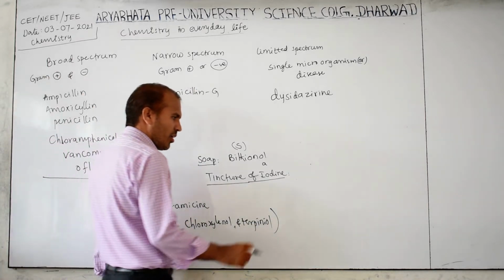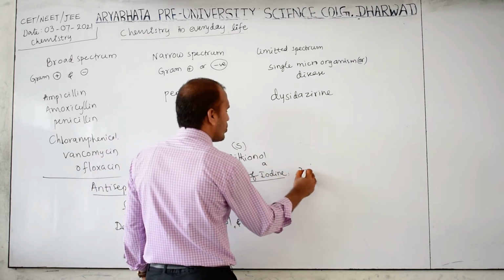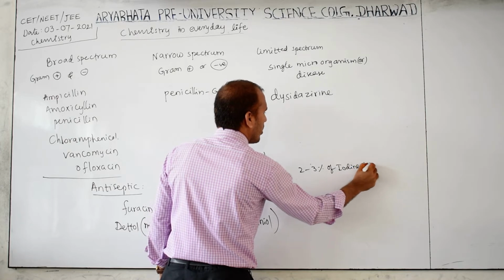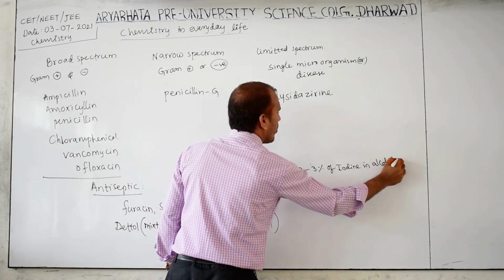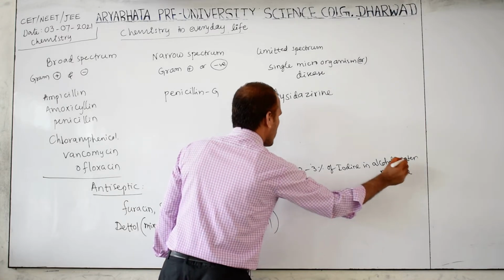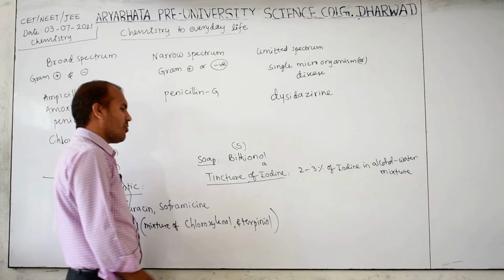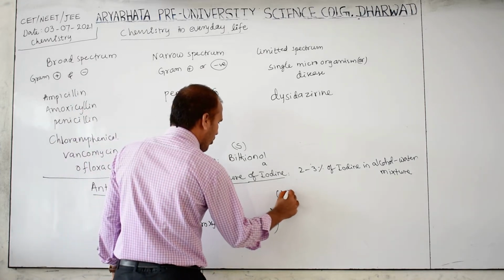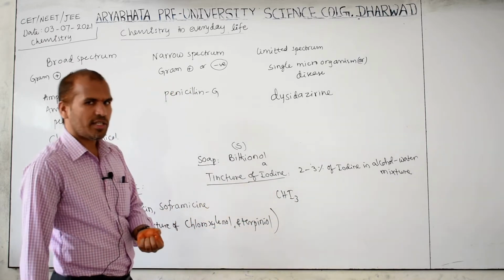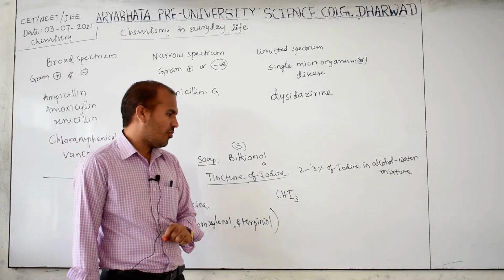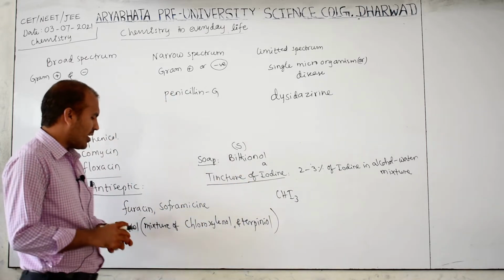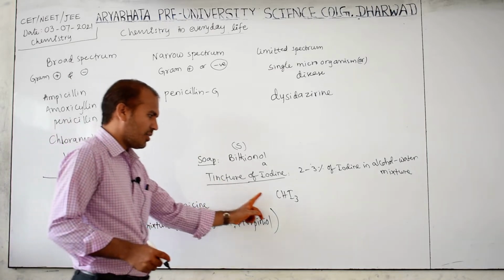What does tincture of iodine mean? It is 2 to 3% of iodine in an alcohol-water mixture. This is called tincture of iodine. Another one is iodoform. This is the iodoform formula, CHI3. CHCl3 is called chloroform, CHI3 is called iodoform. This is also used as an antiseptic. What are the antiseptics so far? 1, 2, 3, 4, 5, 6.